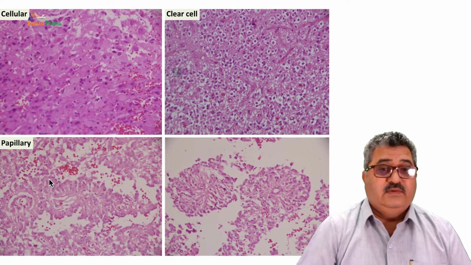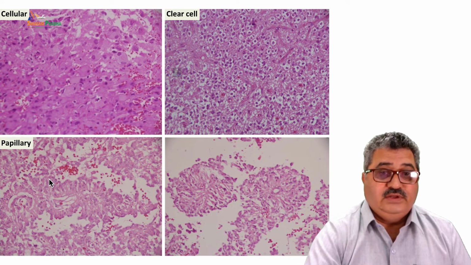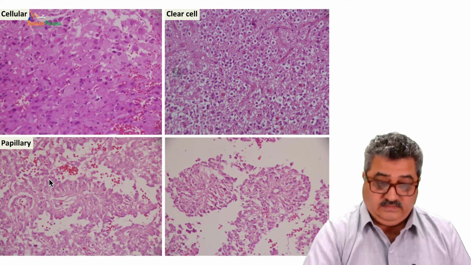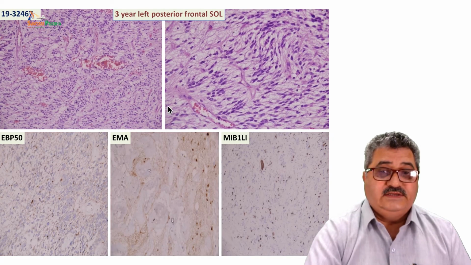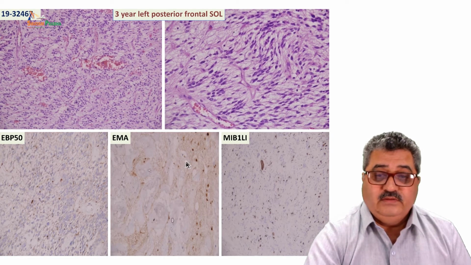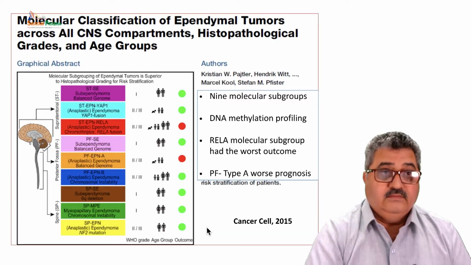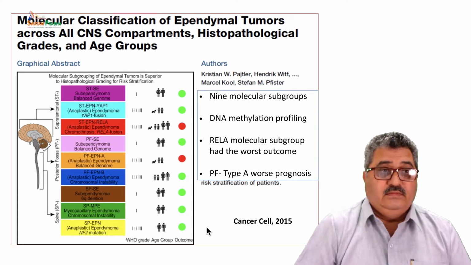So these are some examples of ependymoma, which are very epithelial, cellular, clear cell, papillary, and this is a tanycytic variant, more spindling, but this is a grade 3, with very high MIB labeling. So in the last WHO classification, although this classification had come at that time, it was not totally integrated in the WHO classification.